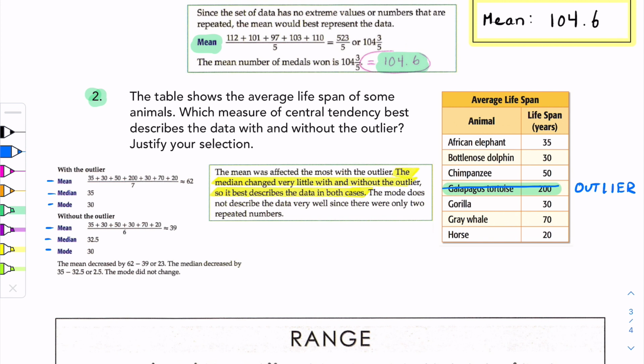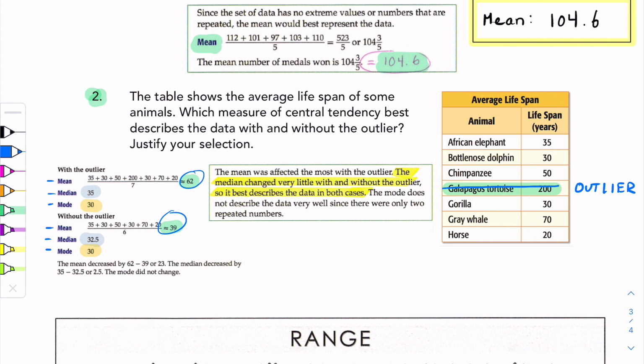Between the two values, I see that the mean was 62 with the outlier, and it was 39 without the outlier. Those are drastically different. I see that the median was 35 with the outlier and 32.5 without the outlier. So that was pretty close. Not that different as far as the life expectancy. That's about 33 years versus 35 years. That's close. And the mode didn't change at all, so the mode was the same. So the biggest difference we see with the outlier is within the mean.